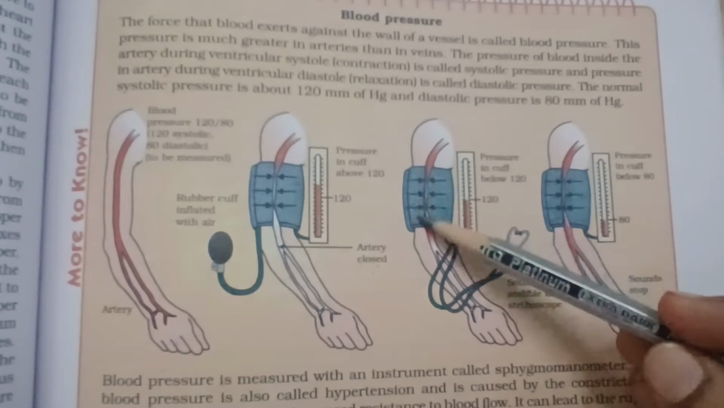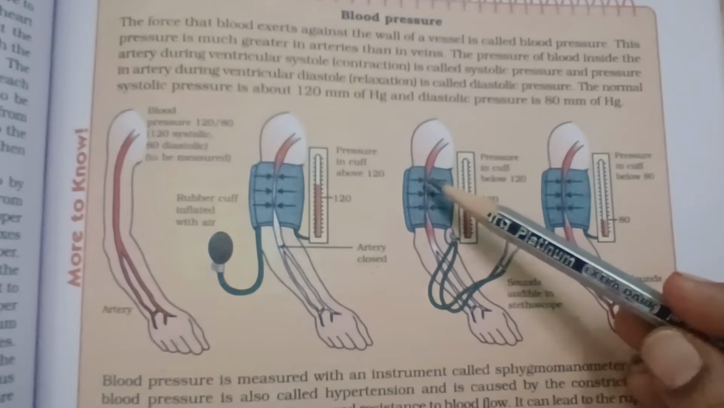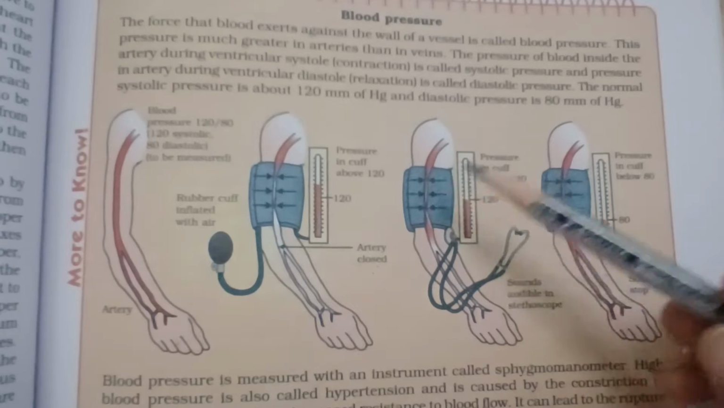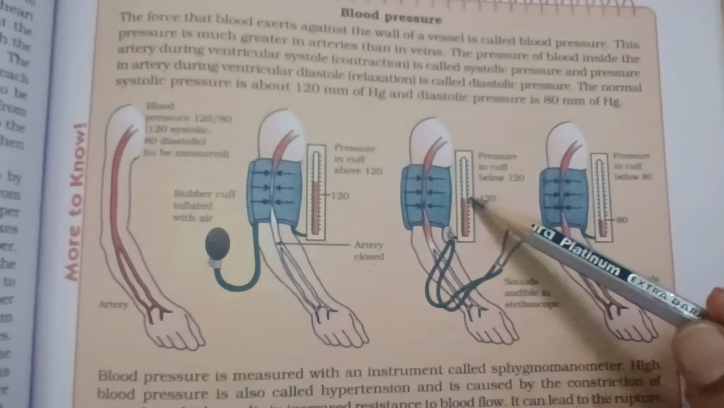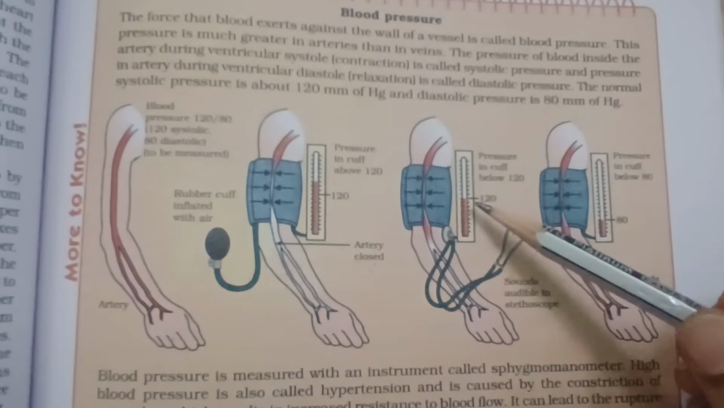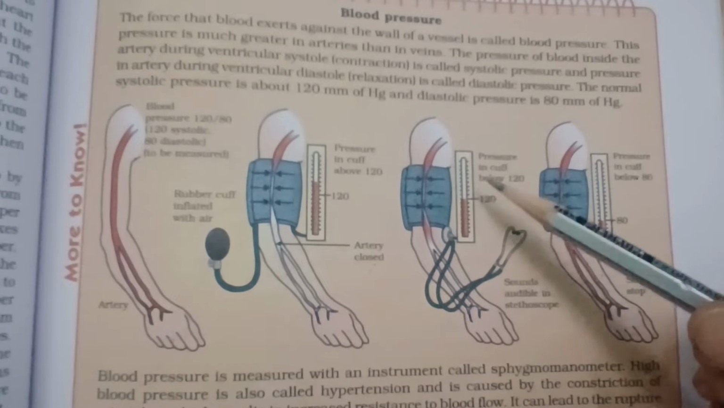The flow starts, and once it starts, it begins with some sound. When you hear that sound, the reading at which you hear it is the maximum pressure, that is your systolic pressure.